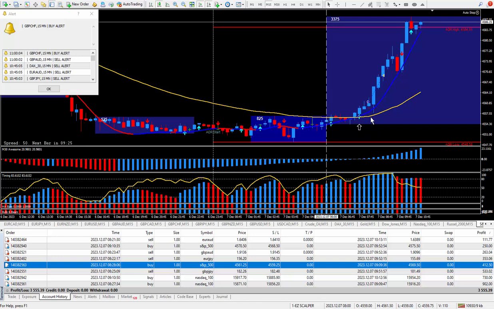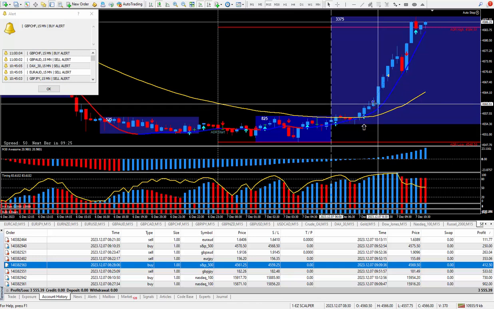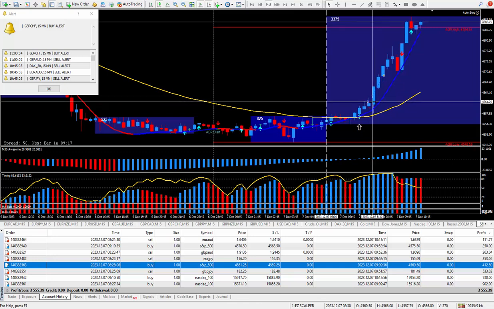Daily trade plan said to buy, scalper was blue, so not a problem. Took the trade at this cursor, and I closed it out, being happy with the grand total here, this total.